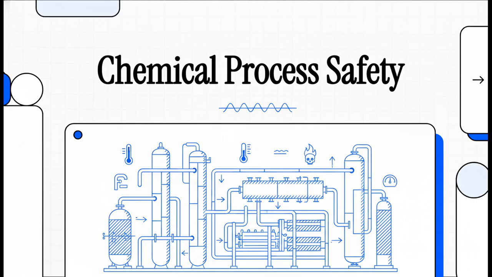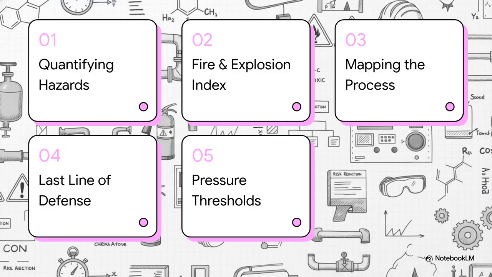So today, we're going to unpack the brilliant, methodical, and totally life-saving engineering of safety and loss prevention in chemical process industries. Here is our roadmap for today's explainer. We'll be looking at quantifying industrial hazards, the fire and explosion index, mapping the chemical process, the last line of defense, and finally, relief pressure thresholds.